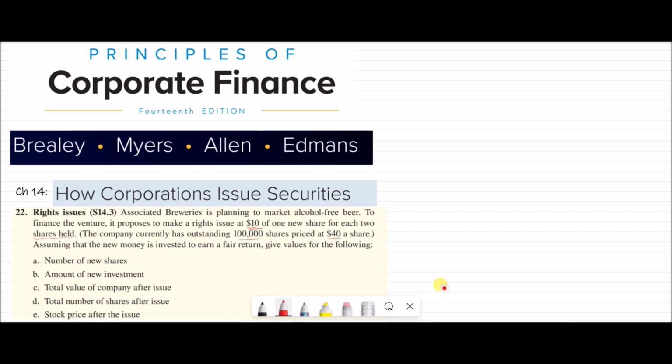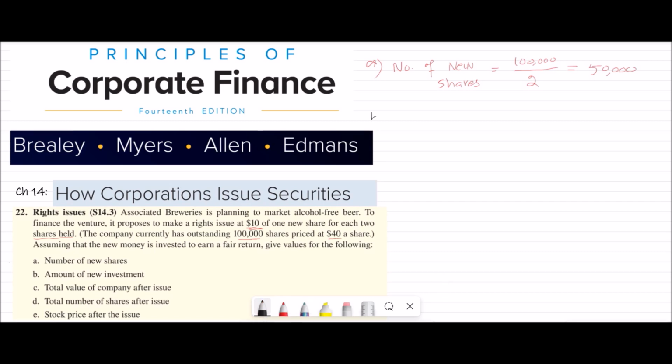So requirement number one is the number of new shares. To calculate the number of new shares, we use the existing shares, which are 100,000, and one new share will be issued to those who have two shares. So every two shares will be given one share. So the number of new shares will be 50,000.